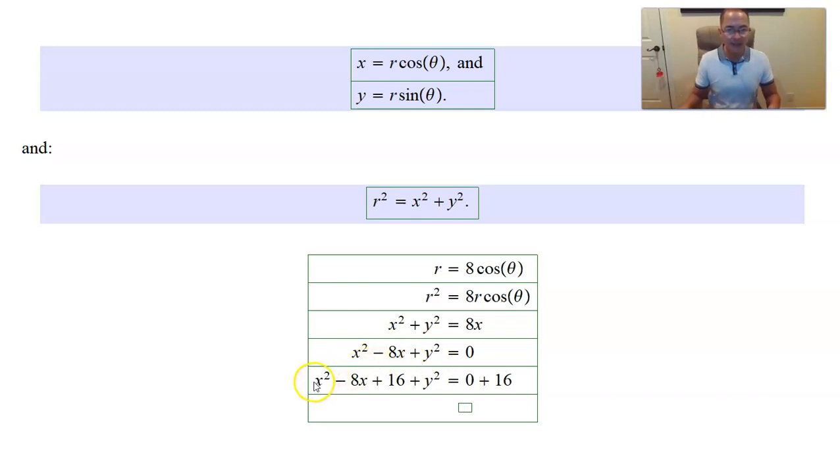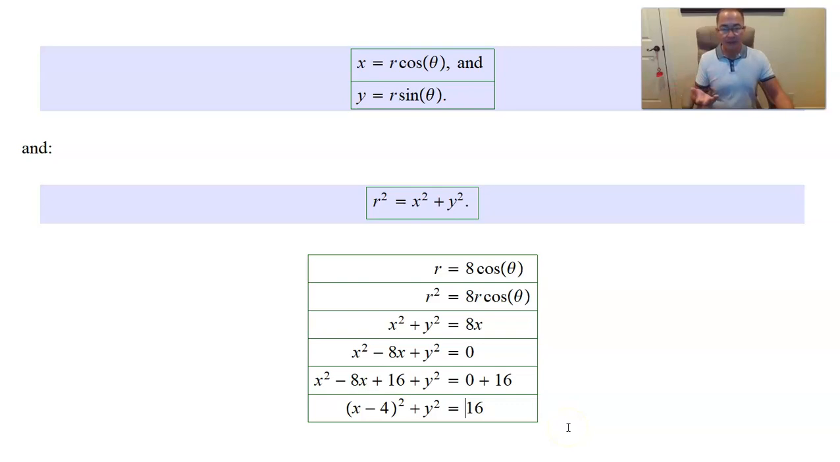And there you have it, ladies and gentlemen. On the left side, we have a perfect square. This is the perfect square of x minus 4. x minus 4 quantity squared is x squared minus 8x plus 16, completing the square. On the right side, of course, we just get 16.